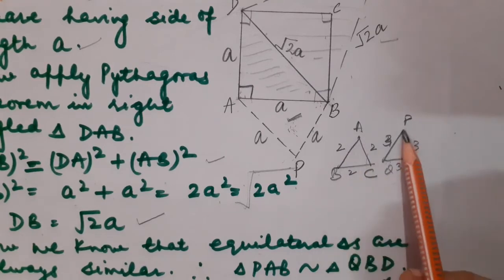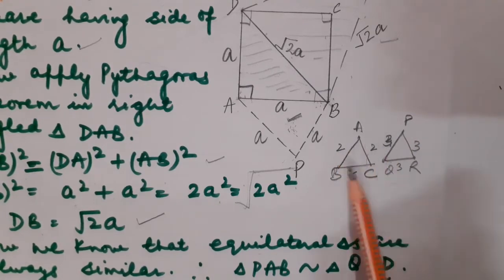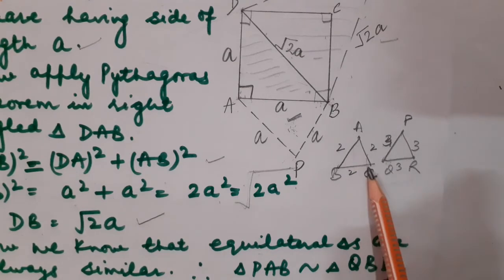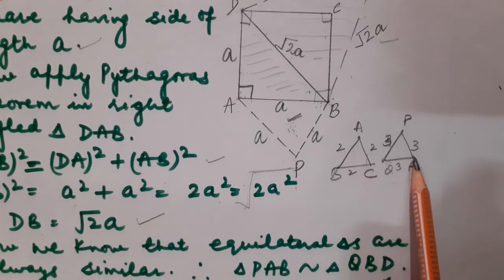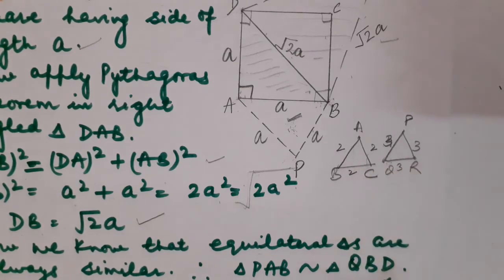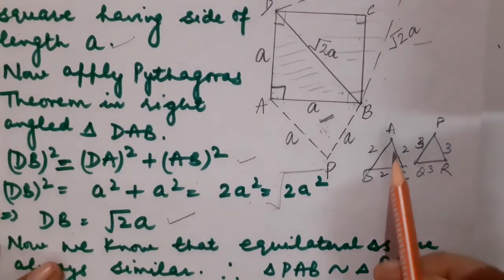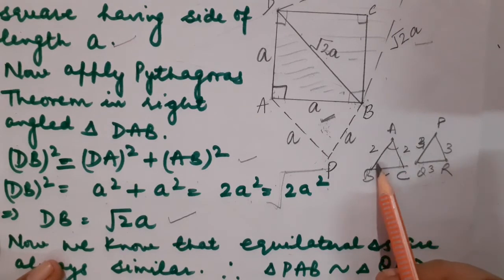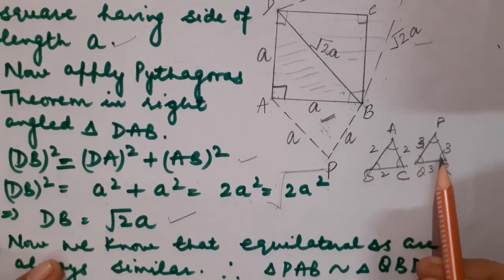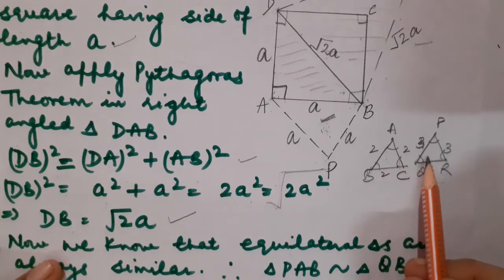It will be AB upon PQ, that is 2 upon 3. BC upon QR will also be 2 upon 3. And of course AC upon PR will also be 2 upon 3. Correct? So as the ratio of the corresponding sides are equal, and you know children that each and every angle of an equilateral triangle is also of 60 degrees. So all the angles are also equal. Corresponding angles are equal. So can we say that both the equilateral triangles are similar to each other?